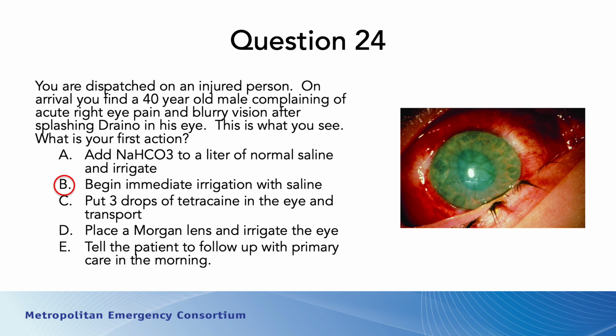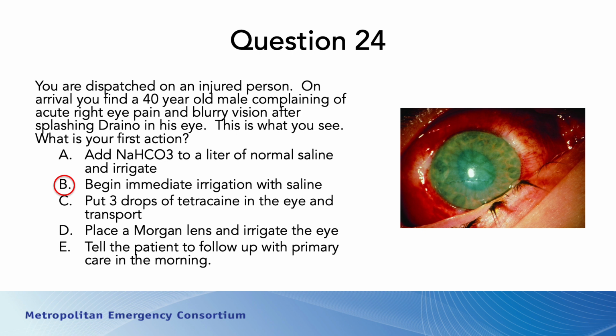So that's wrong. Option C is wrong because you may need to use tetracaine to anesthetize the eye, but you do that in association with irrigation. Option D is a possible option, but again, it takes time to set up the Morgan lens. You may have to find it. You may have to anesthetize the eye before you place it. So it just delays care. And the question is first action. And again, E is inappropriate because this is a significant injury. You don't leave the patient behind.